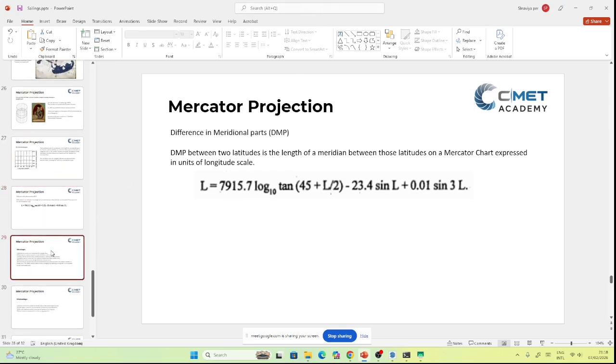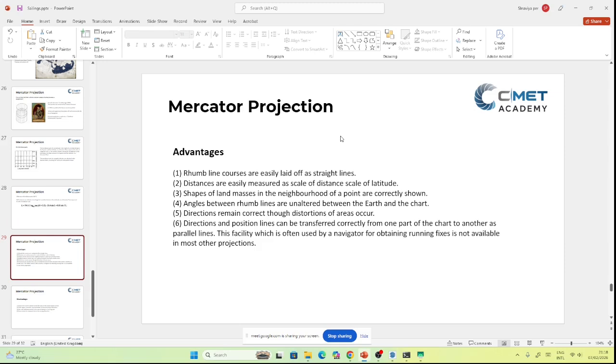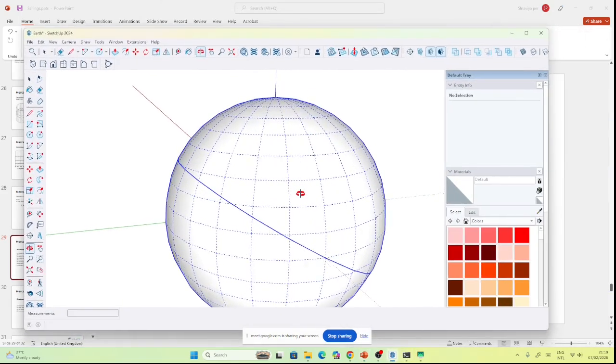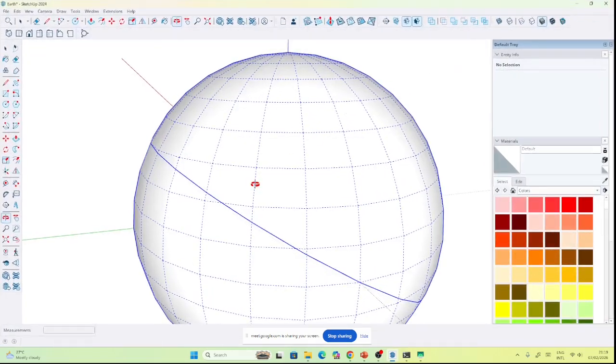Right. Next one. What are the advantages of Mercator projection? Rhumb line. So what are rhumb lines now? A rhumb line is basically, if I go back to the 3D view, can you all see the 3D view, guys?